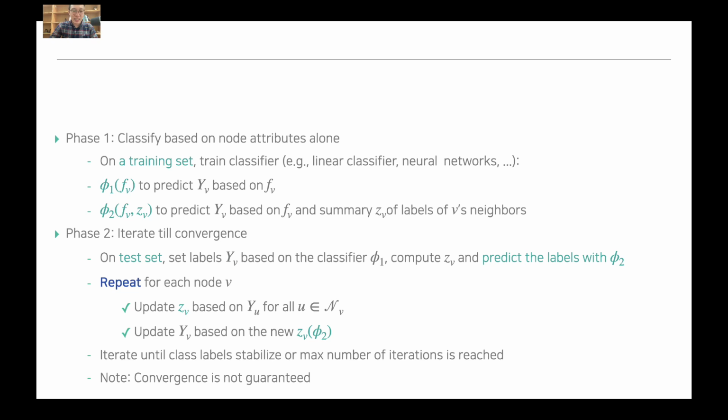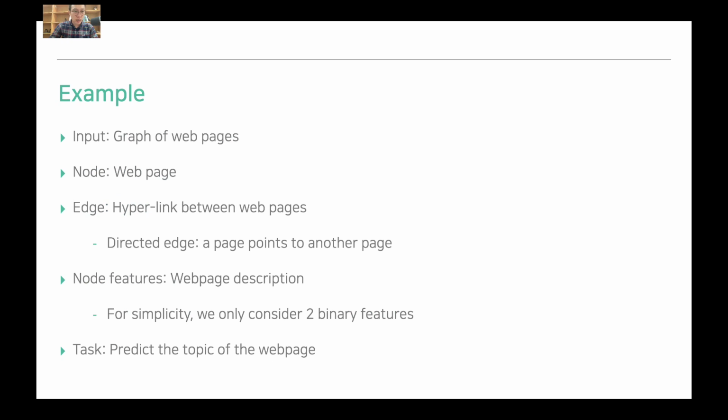In this idea as well, the convergence is not guaranteed. So this is an example. We may expect a graph of web pages, where a node means a web page, and an edge means a hyperlink between web pages, a directed edge meaning a page points to another page. Node features mean the web page description. For simplicity, we only consider two binary features. The task is to predict the topic of the web page.